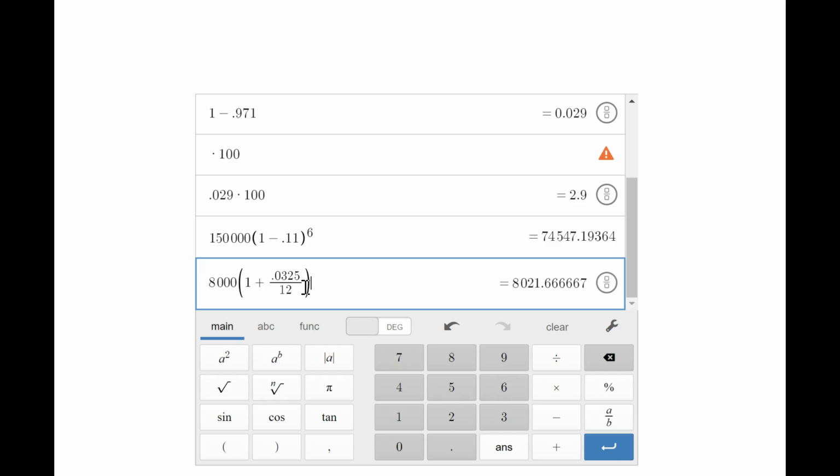Close my parentheses. And then I can do shift 6 and raise it to the 12 times 12 power. Will it do it here? Nope, it won't. So you need to raise that to the 144th power. And so that will give you this number.